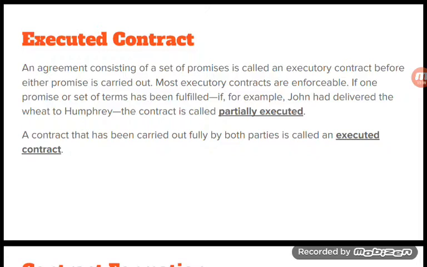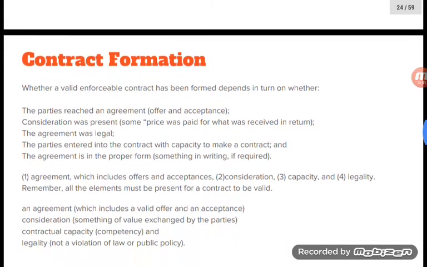Executed contract. Contracts move through stages of execution. When a contract first becomes binding upon two parties, at that point the contract is at the executory stage. That's before either promise is carried out. But then after perhaps one party fulfills their part of the contract first, the contract then is called partially executed. And then when the contract has been carried out fully by the parties, that is called an executed contract.